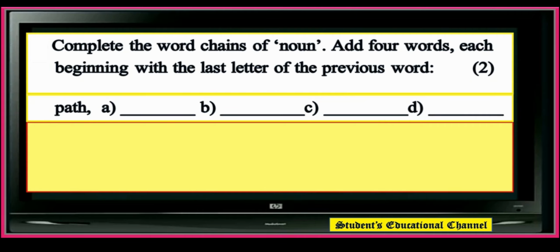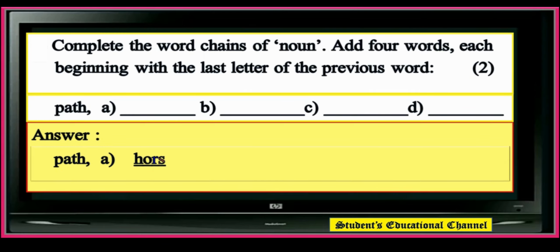Sixth, complete the word chain of noun. Add 4 words, each beginning with the last letter of the previous word. Path. Answer: horse, empire, end, desire.